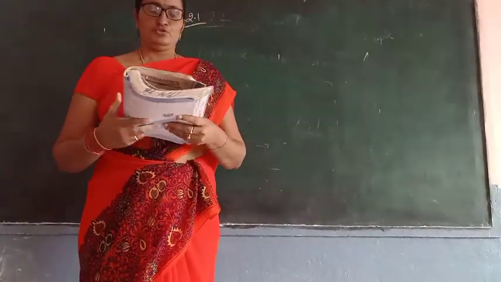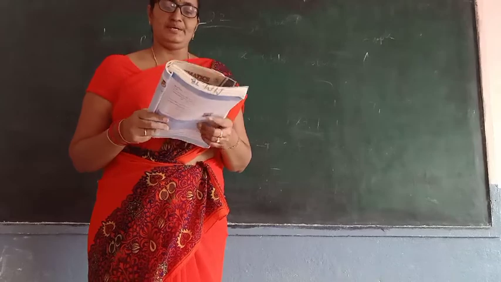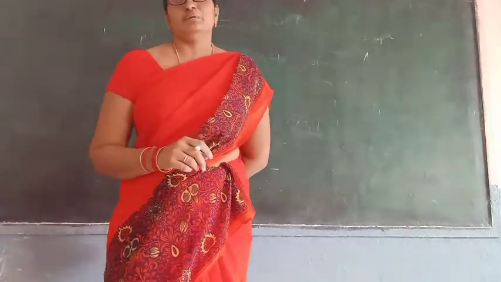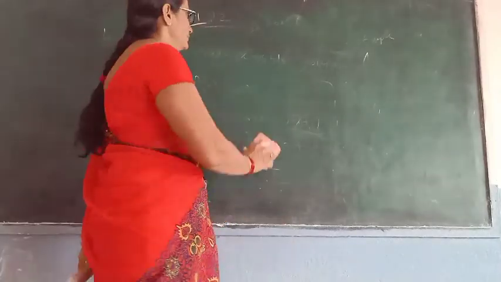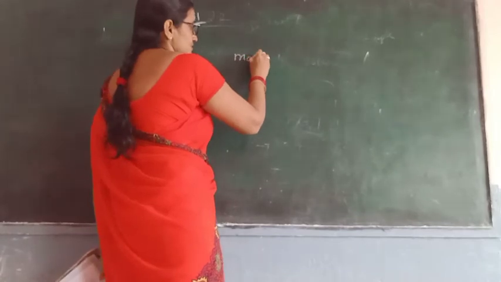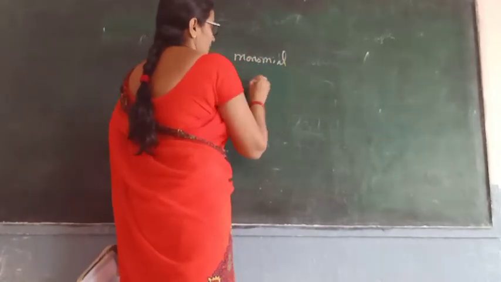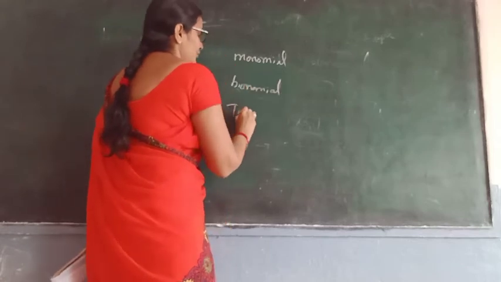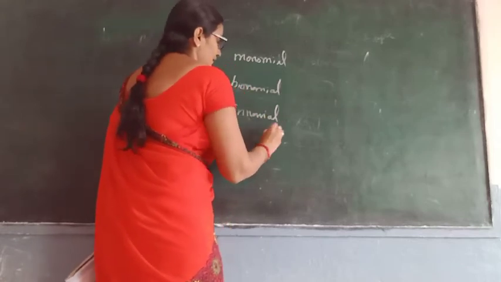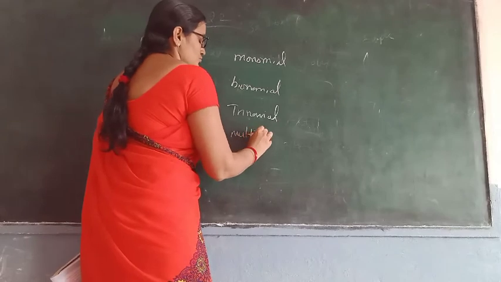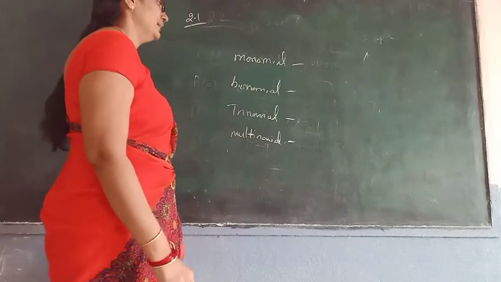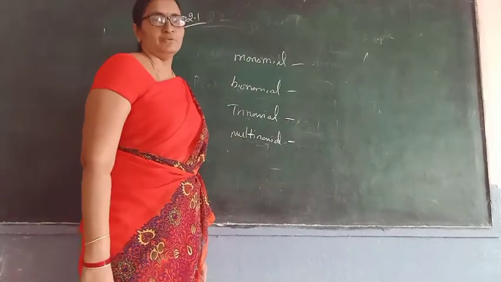2.1, fourth problem. Classify the following as linear, quadratic and cubic polynomial. Based on the number of terms, we have four types, that is monomial, binomial, trinomial and multinomial. So these are the four types.